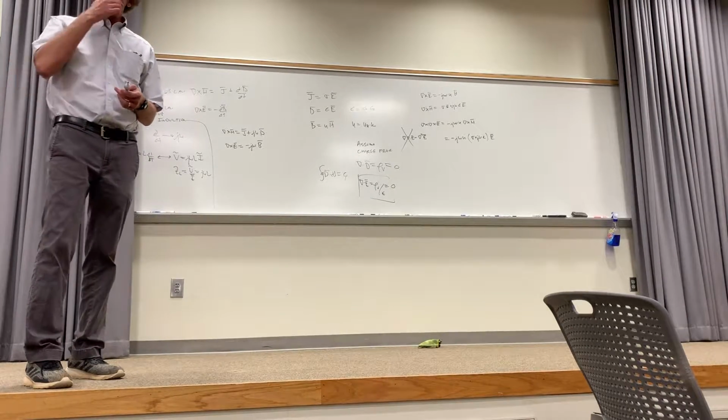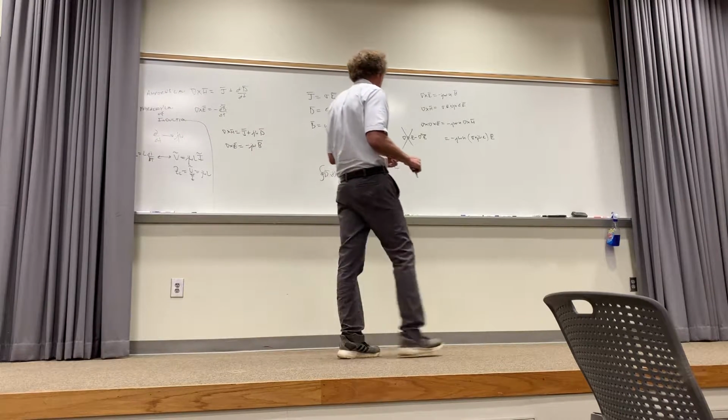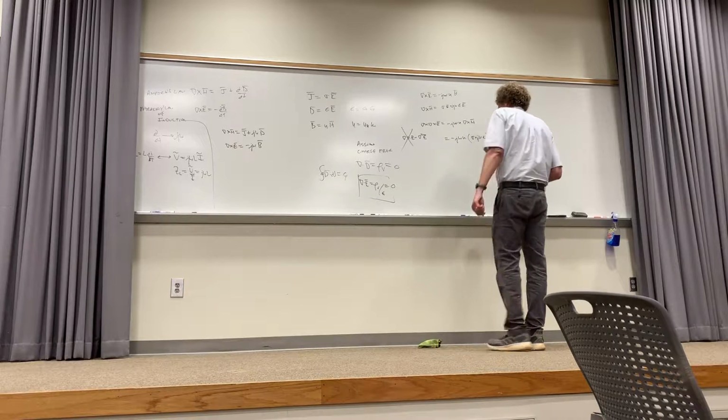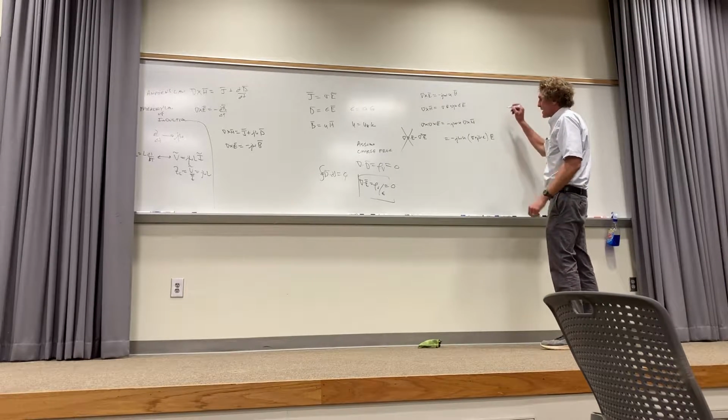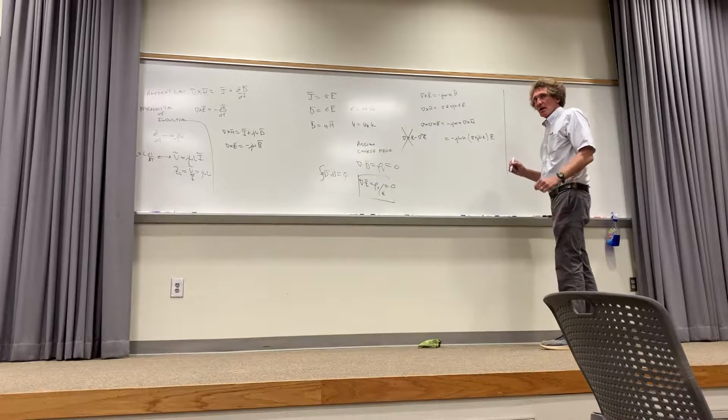But for the most part, it's charge-free. That means I'm left with this: minus del squared of E is equal to all this. So that's where I'm going to work next. And what I'm going to do is this.